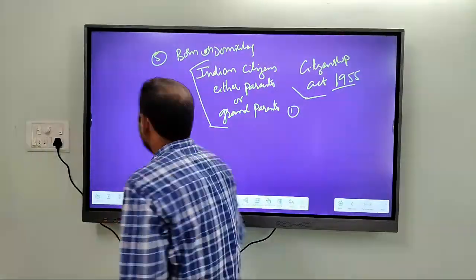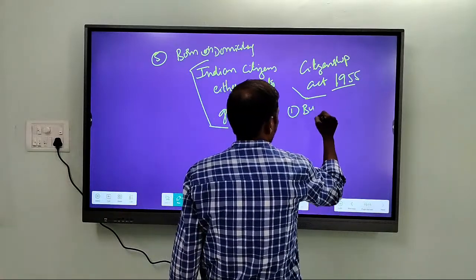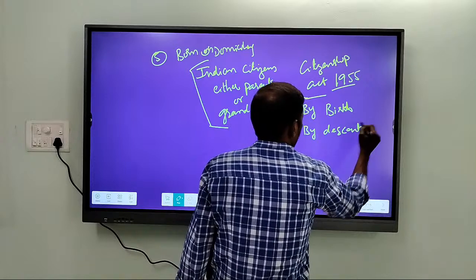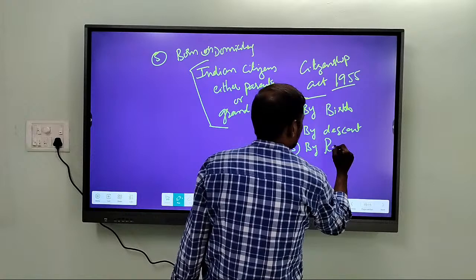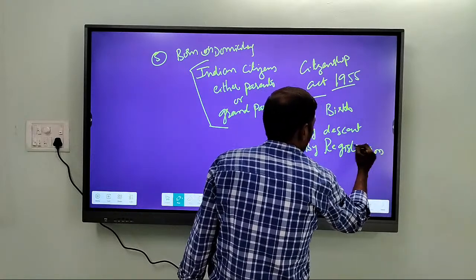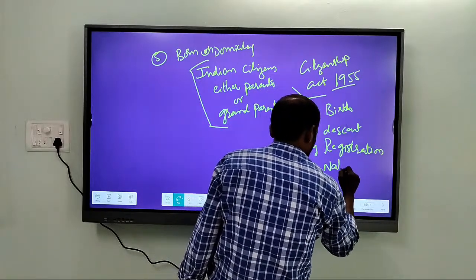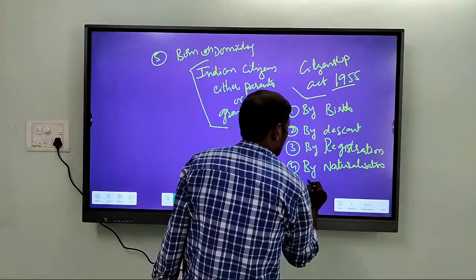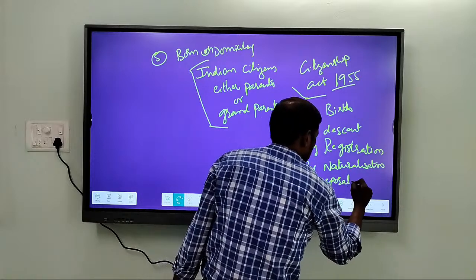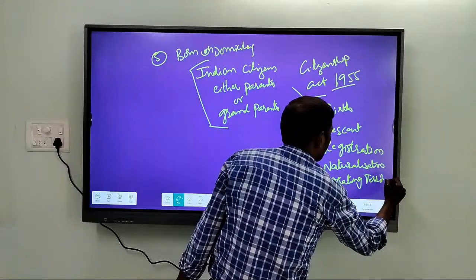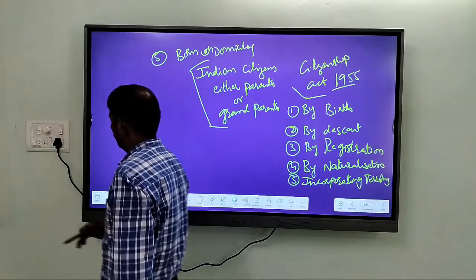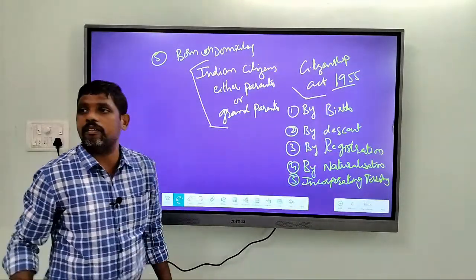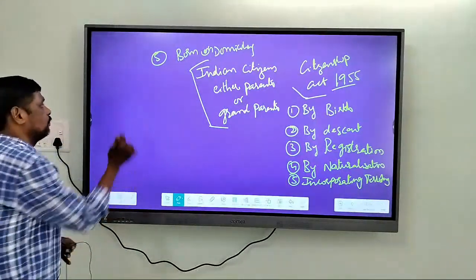If you take these grounds, Indian citizenship is acquired by birth. The first condition is by birth, the second one is by descent, the third one is by way of registration, then by way of naturalization, and by incorporating any territory, by acquiring any territory. So these are the different grounds for acquiring Indian citizenship: by birth, by descent, by registration, by naturalization, and by acquiring or incorporating any territory. So let me talk about the first condition, that is, by birth.